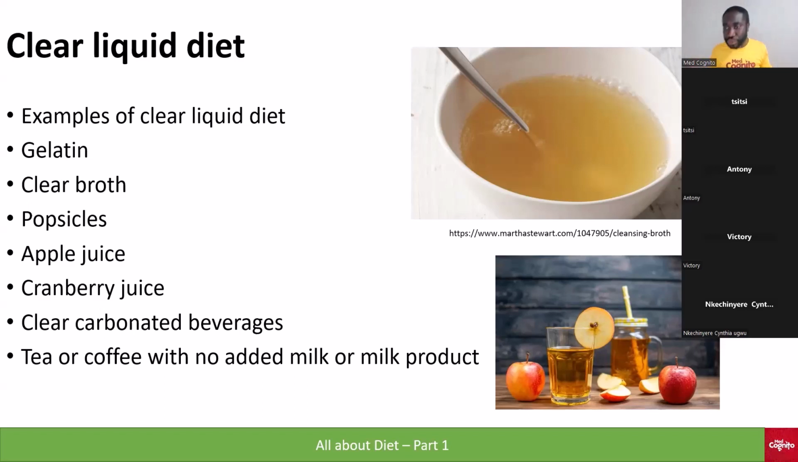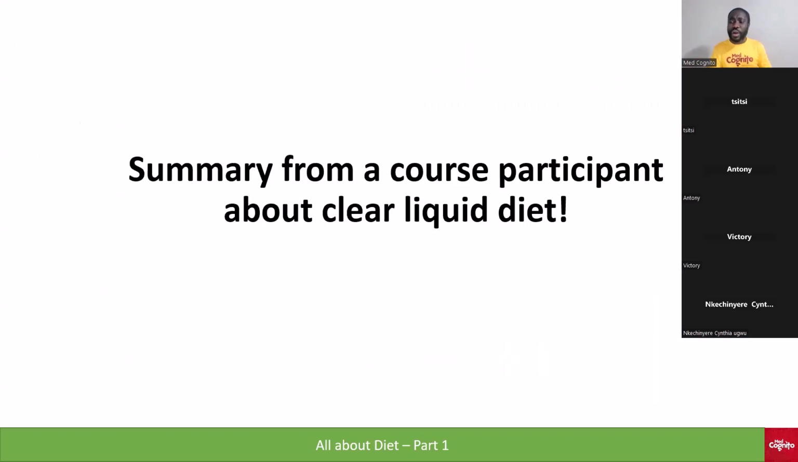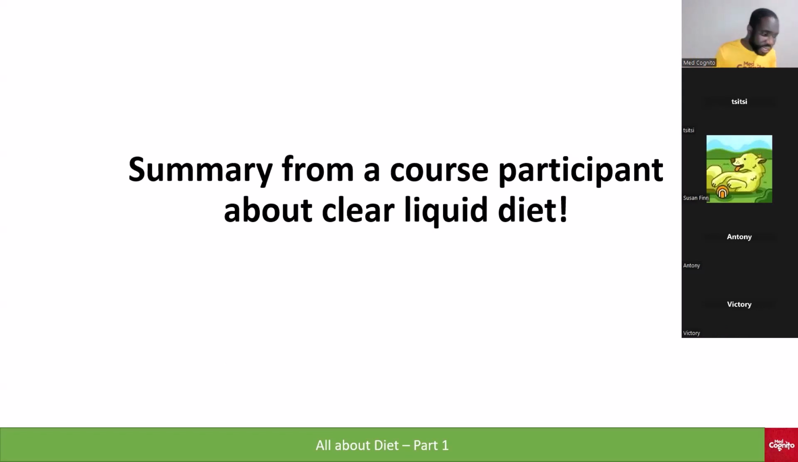Gelatin and apple juice. So I want someone to summarize clear liquid diet and nil per os for me quickly. Okay, sure. So NPO is absolutely nothing by mouth, because you don't want to aspirate and you want to rest your bowels. Exactly. The clear liquid diet is anything that's liquid but clear, such as gelatin, broth, popsicles, apple juice, and any clear carbonated beverages, tea and coffee, but no milk.